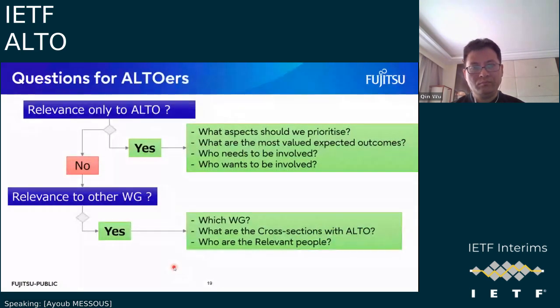The call for action related to today's presentation and materials, and from this interim meeting, the question that I would ask is related to the relevance of this topic to the ALTO group. If the answer is yes, what are the aspects that should be prioritized as part of the chartered item? What are the most valued expected outcomes for each idea, and who needs to be involved, and who wants to be included in order to implement this?